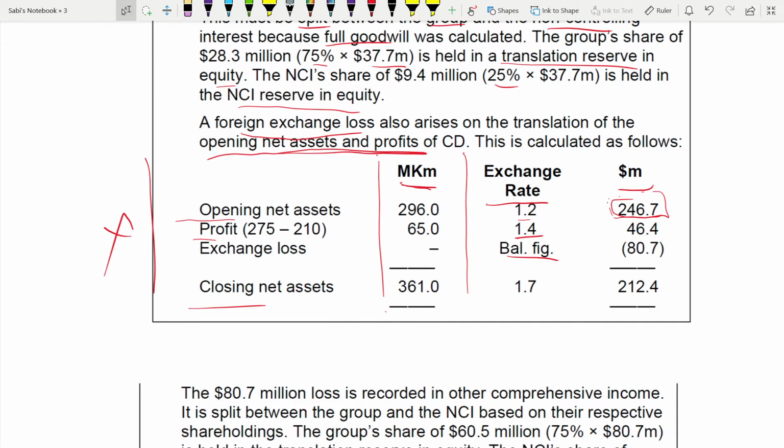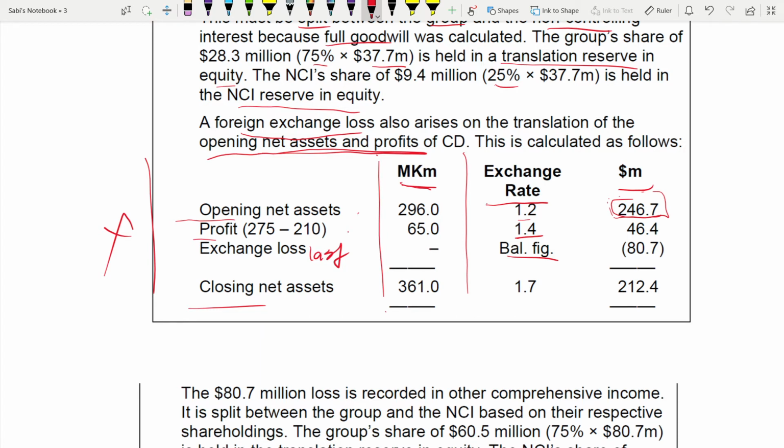Now let us go to the exchange loss. Keep space, we'll come to that later. That should be the last step. Don't forget. But why for goodwill we didn't do it line by line? It's not needed. Goodwill is only one figure. You can just take opening, closing and find the difference. But here we have two things, one is net asset, one is profit. That's why we have to maintain this table like this.